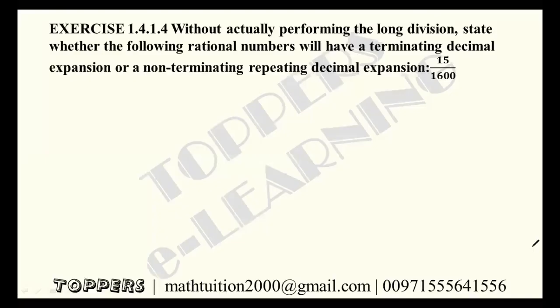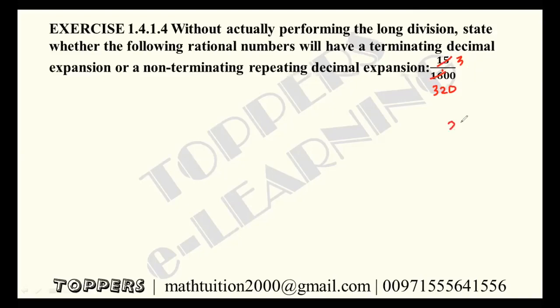Fourth question. 15 by 1600. They are not co-primes, right? 5 is a common factor. So we can simplify it. 5 in 15, 3 times. 5 in 16, how many times? 3, 3 5s are 15, so carry over remaining 1. So you have to take it as 10. In 10, 2 times. So remaining 0. So we have simplified to co-prime form, 3 by 320.